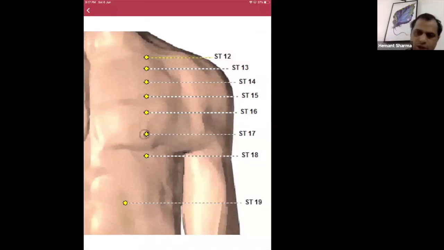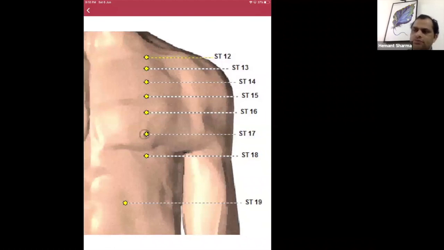If you want to work on the lung, you treat the stomach meridian. As per acupuncture, skin also comes under the lung. So if you want to treat the lung or you want to treat the skin, you have to treat the stomach meridian.